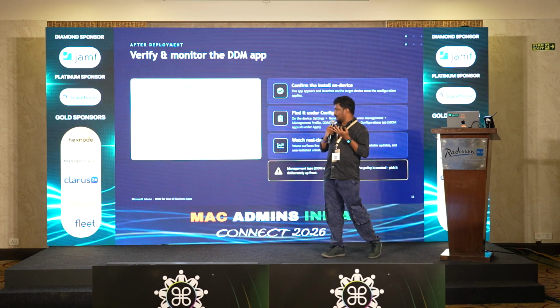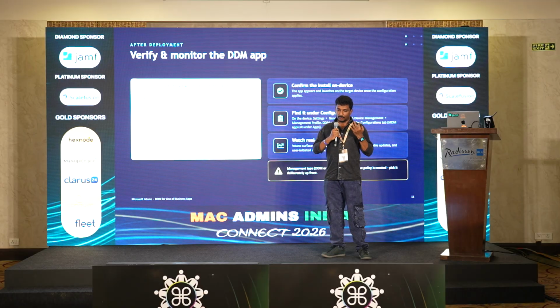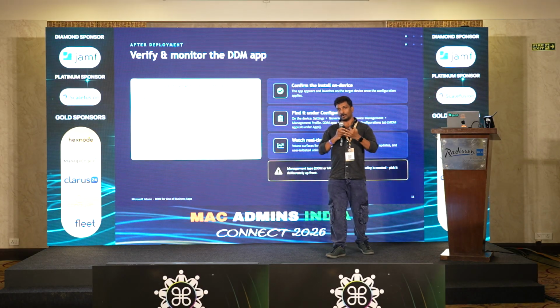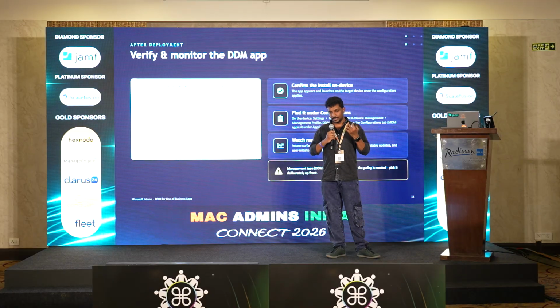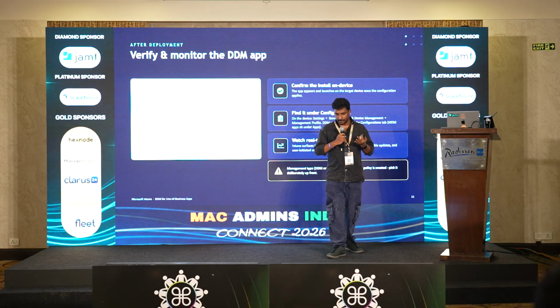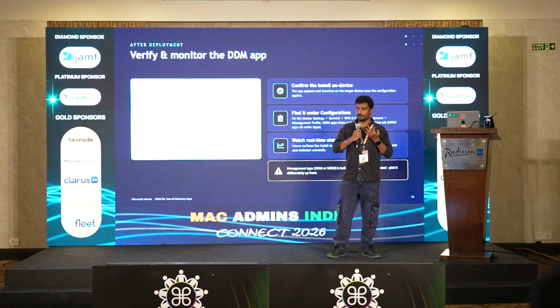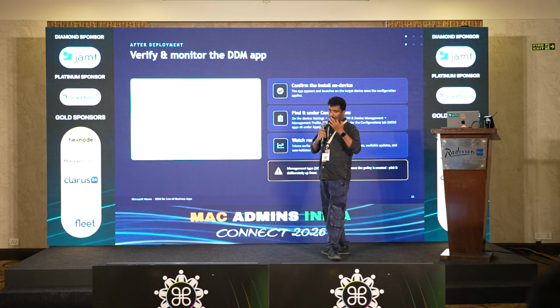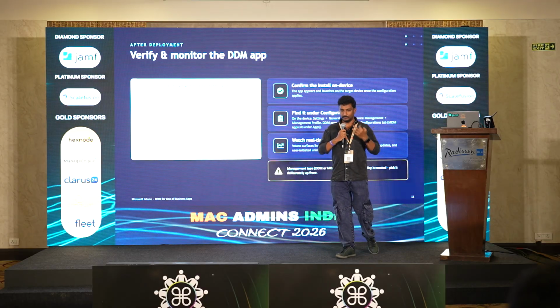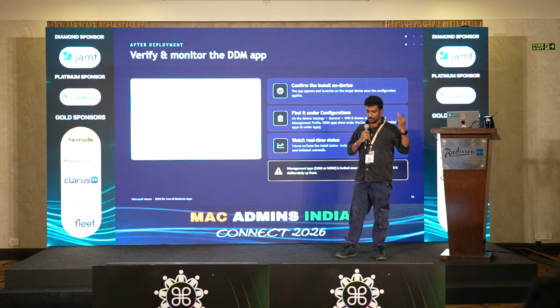But for the traditional method of app deployment, you can find it under Apps. Once you click on Apps, you can see whatever applications you have deployed through the MDM method. But with respect to DDM, you need to go to the configuration. Don't worry about this screenshot; I already have a video recorded, so I'll show you.